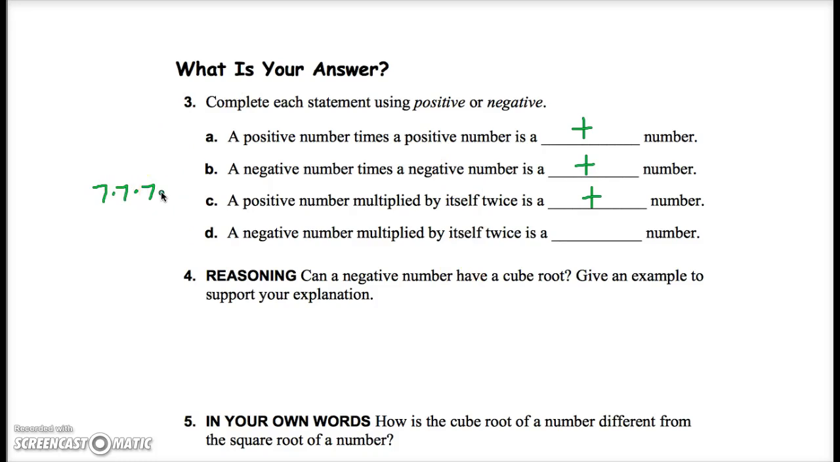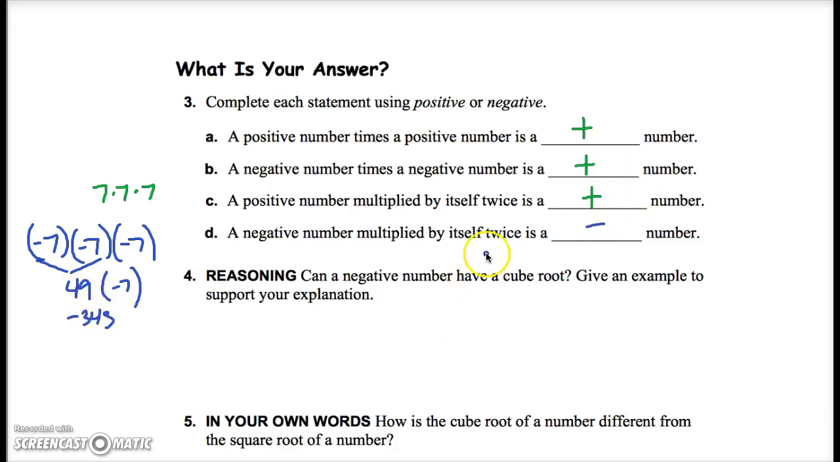That's just basic multiplication. On D, it says a negative number multiplied by itself twice is a, so let's say we have -7 times -7 times -7. You do 2 at a time. So a negative and a negative would be positive. So those two together would give me a positive 49. And then I'm still multiplying by another -7. So 49 times a -7, positive and a negative, would give me -343. So that one's going to be negative.